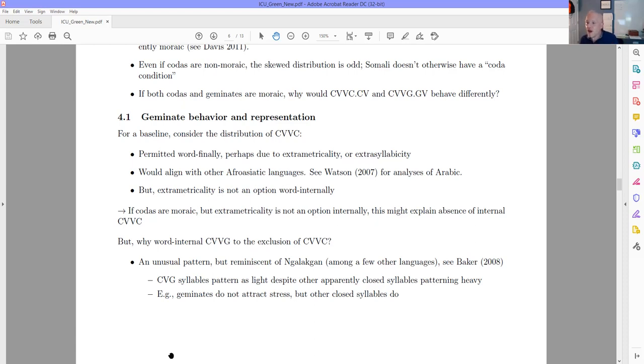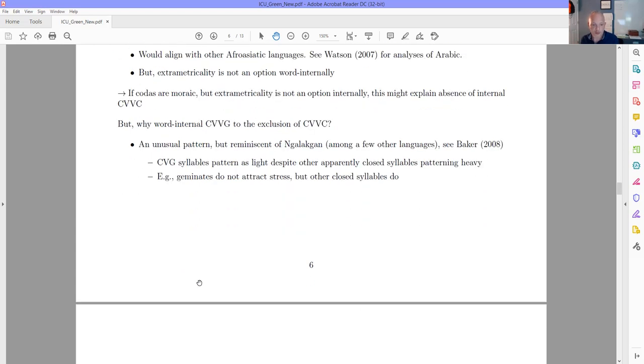And so this is something that is actually quite unusual, but it is reminiscent of work that has been done by Baker on Galakan, among a few other languages. What Baker shows is that CV geminate syllables in Galakan pattern light, despite other apparently closed syllables patterning as heavy. So for example, in Galakan, geminates don't attract stress, but other closed syllables do.